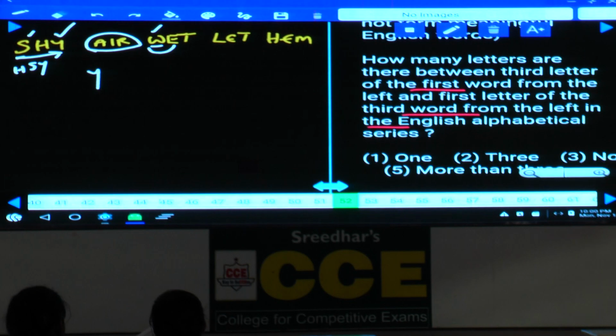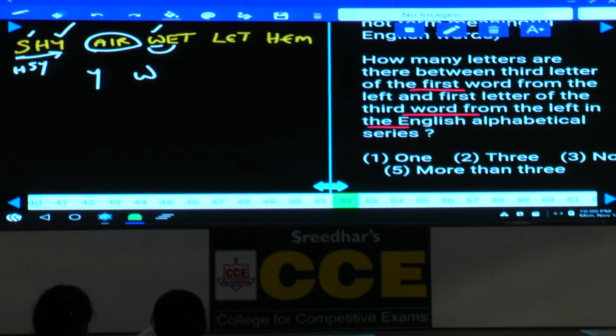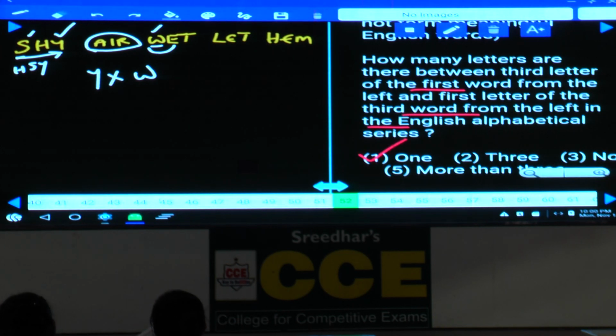Third letter of the first word from the left, and first letter of the third word from the left. Third from the left is what? W. Now in this W, what is the first letter? W. In this word WET, W is the first letter, and between W and Y, how many letters we have? Between W and Y, we have only one letter. What is that letter? X. And so only one word, that is X.